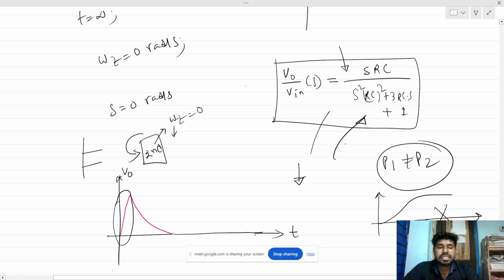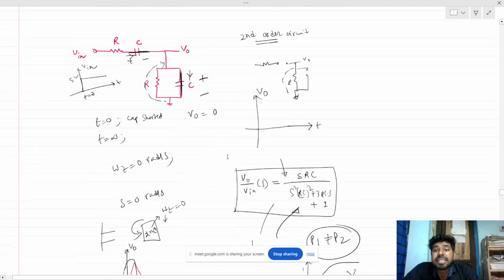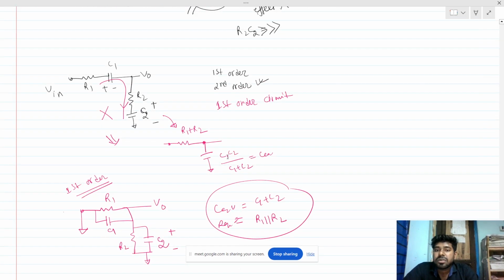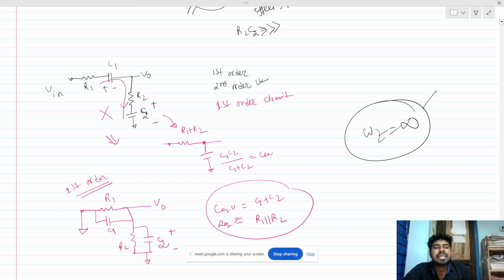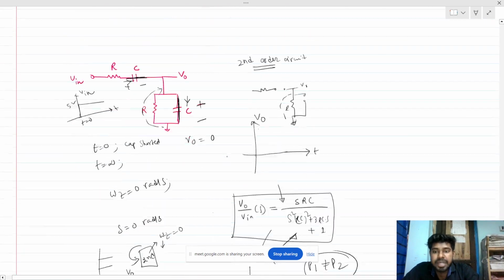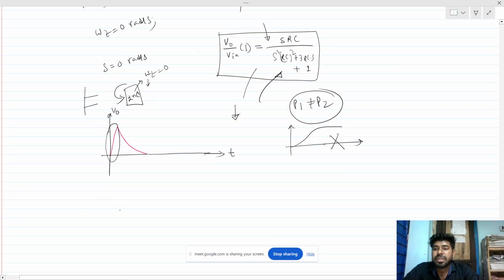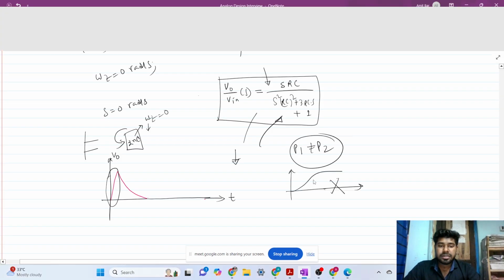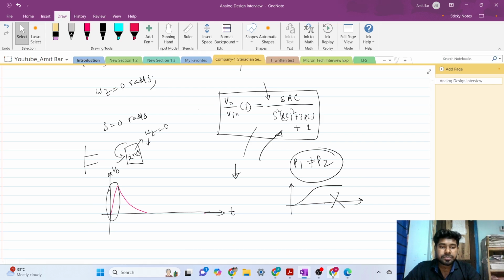In all the previous cases we don't have a zero, or we have the zero at infinite frequency, so that doesn't exist and we haven't discussed it. In previous cases we don't have a zero, but in this particular problem we have a zero. So this is the thing. We can stop here, right?